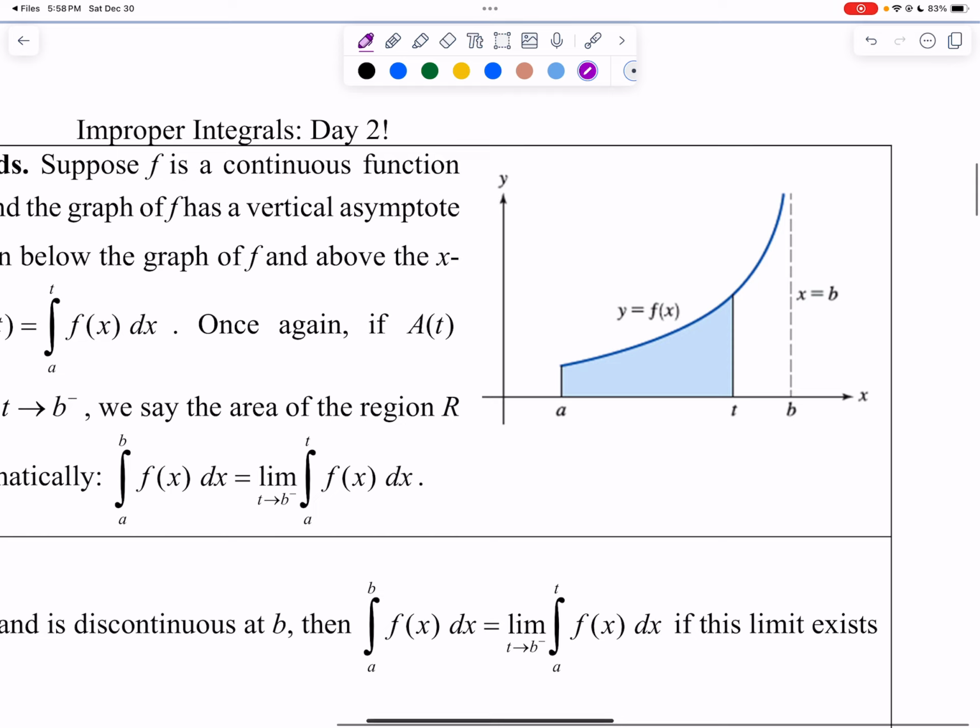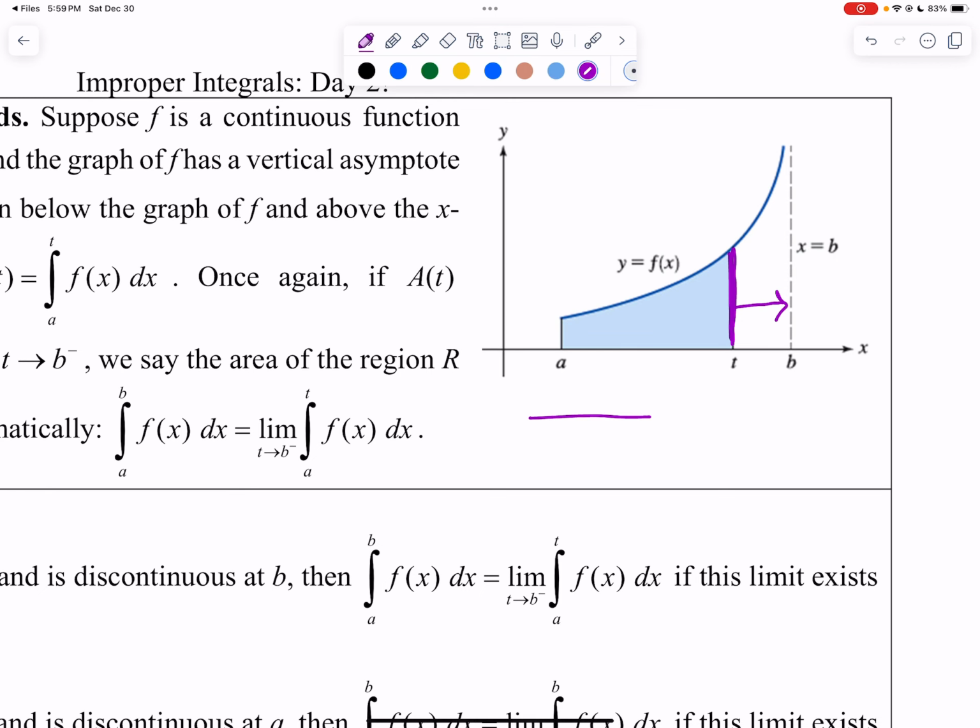We have an arbitrary t value right here, a line t, and we are going to get closer and closer and closer to my vertical asymptote. Now, I am approaching my vertical asymptote from the left side. So for your limit, you want to make sure that your limit is from the left. So you have the limit as t approaches b from the left, from a to t of f of x dx.